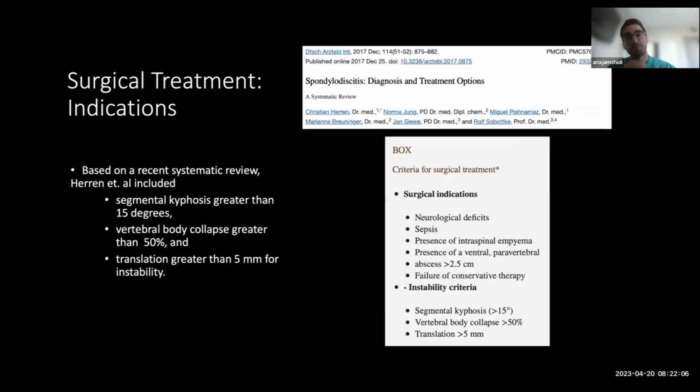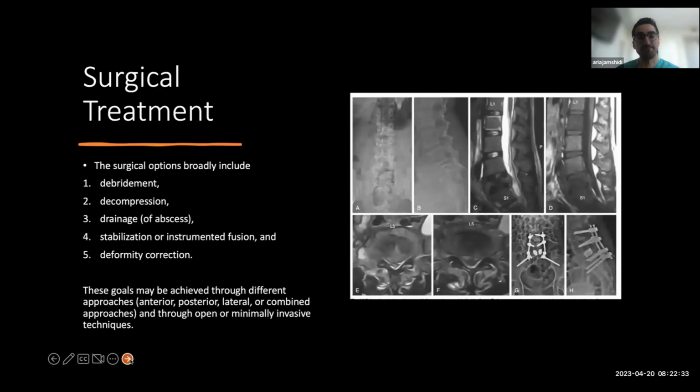The Heron group published 3 additional measures to look at in terms of what could help push you to intervene surgically. And those are patients with segmental kyphosis greater than 15 degrees, vertebral body collapse greater than 50%, and any translation greater than 5 millimeters for instability. So again, this is also helpful in helping you decide, pushing you one way or the other, whether or not a patient is a surgical candidate.